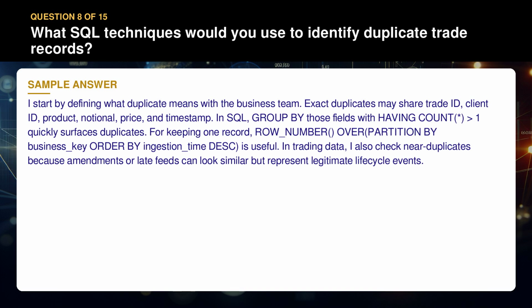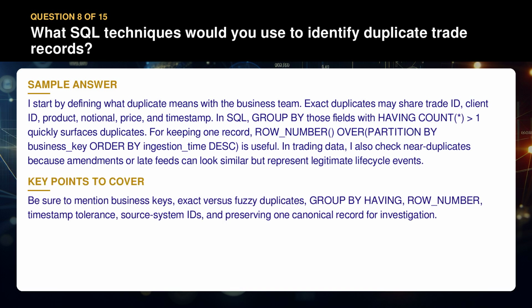In SQL, group by those fields with having count greater than 1 quickly surfaces duplicates. For keeping one record, row number over partition by business key order by ingestion time desc is useful. In trading data, I also check near duplicates because amendments or late feeds can look similar but represent legitimate lifecycle events. Be sure to mention business keys, exact versus fuzzy duplicates, group by having, row number, timestamp tolerance, source system IDs, and preserving one canonical record for investigation.